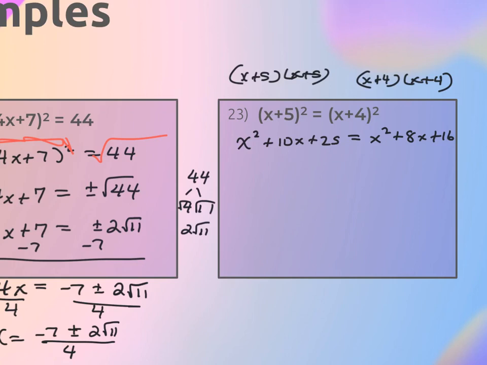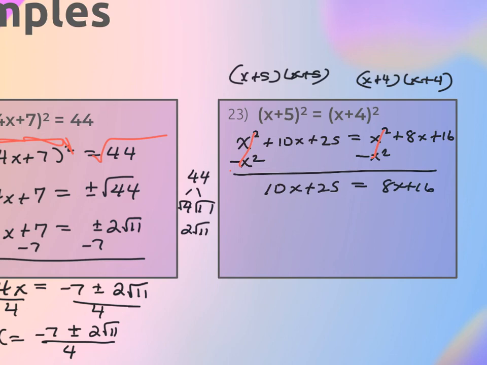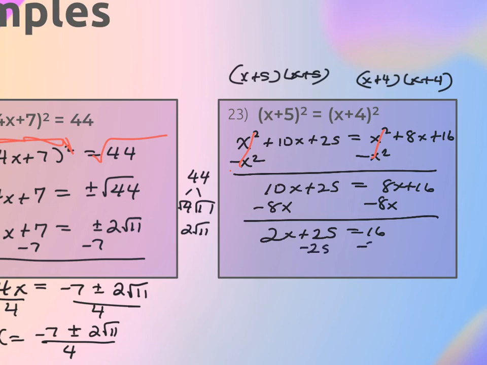Now I'm going to try to group my like terms. Notice when I try to move the x squareds together, they cancel. So then now I'm left with 10x plus 25 equals 8x plus 16. Next, I'll try to move the 8x over. 2x plus 25 equals 16. Move the 25. 2x equals negative 9. Divide by 2. And x is equal to negative 9 halves.